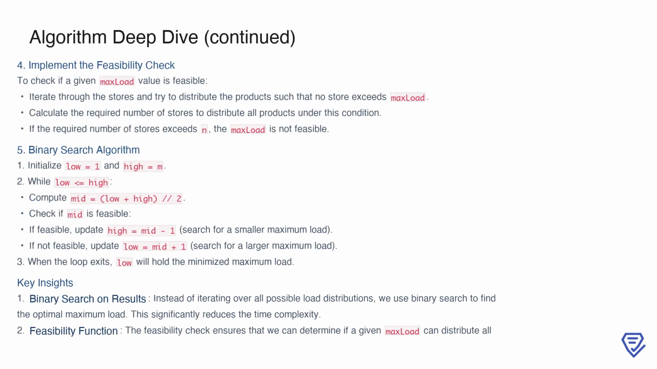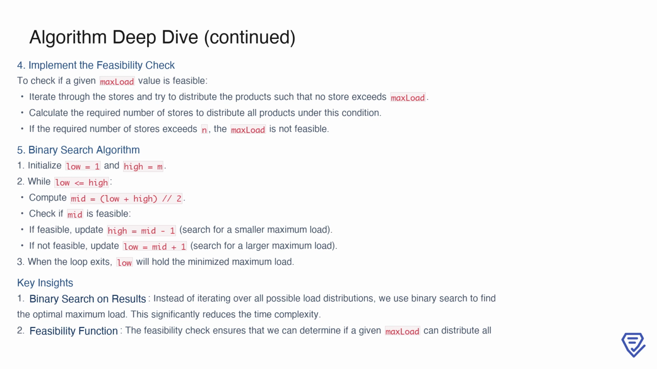To implement this binary search strategy, we need a feasibility check to determine if a particular maximum load value can distribute all products without exceeding the store limit. For a given max load, we iterate through the stores and allocate products, ensuring no store exceeds this load. We calculate the number of stores required under this condition. If the number of required stores exceeds n, the max load value is deemed infeasible.